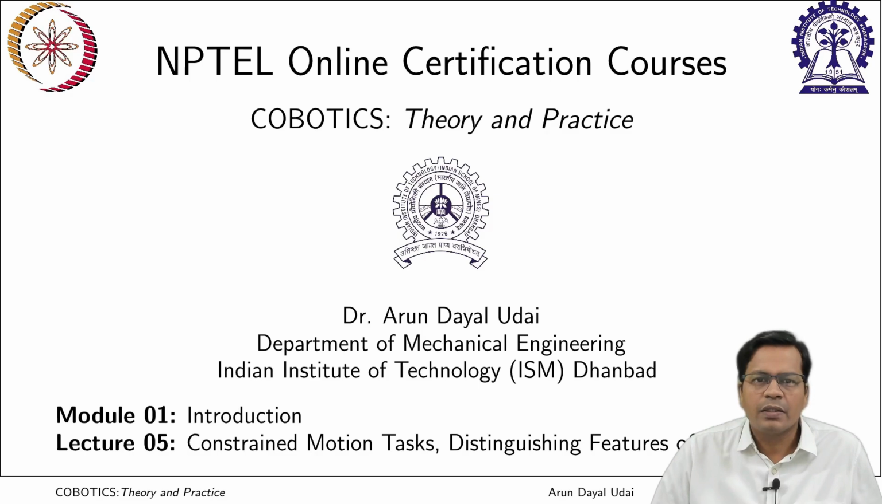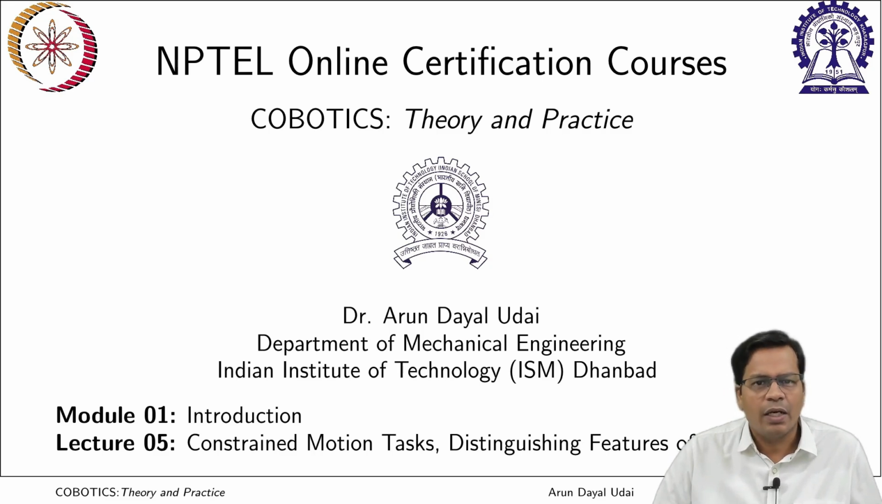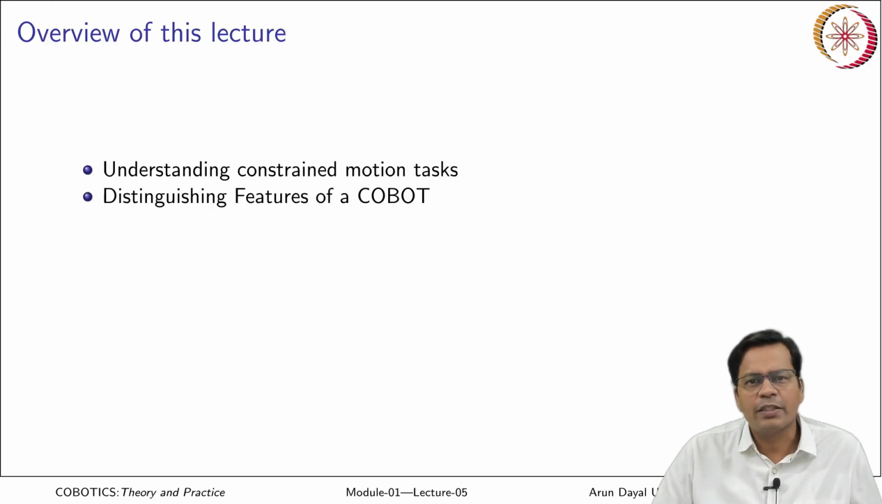Welcome back. In the last lecture, I discussed the fundamental technological difference between a cobot and a traditional industrial robot and how it has advanced over the years. I have discussed the design of the joint actuator, the controller, arm, and the overall system. So, in this lecture, I will discuss the fundamentals of its implementation, that is, the constrained motion task and the distinguishing features of a cobot that we look for when we use a cobot.